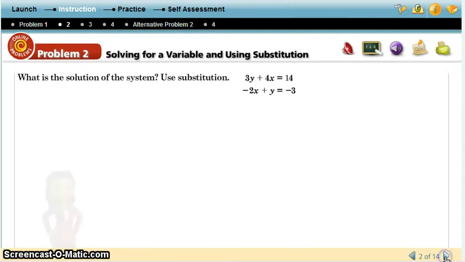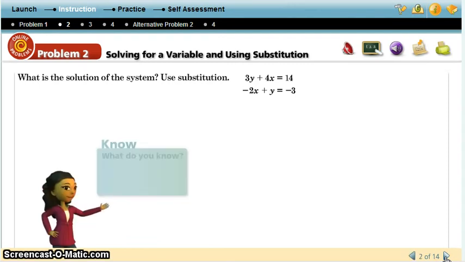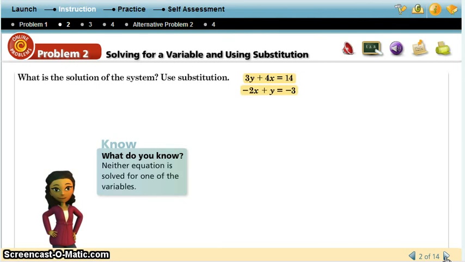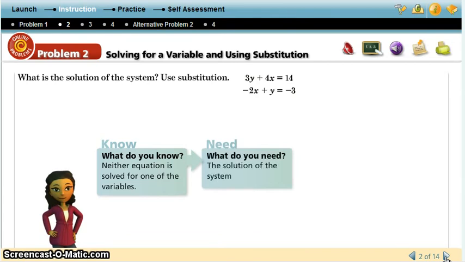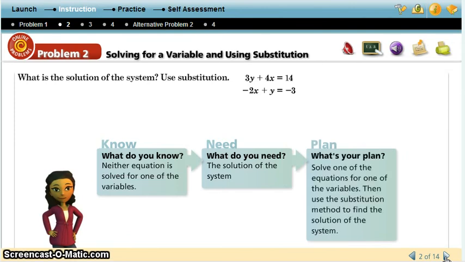What do you know? Neither equation is solved for one of the variables. What do you need? You need the solution of the system. So what's your plan? Solve one of the equations for one of the variables. Then use the substitution method to find the solution of the system.